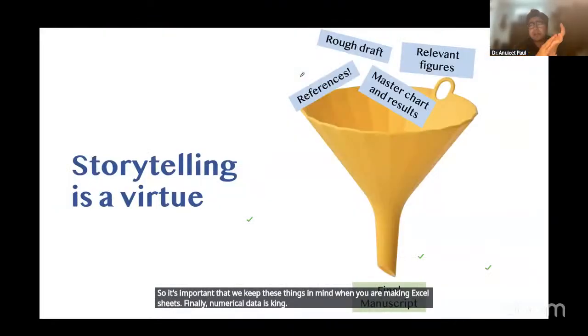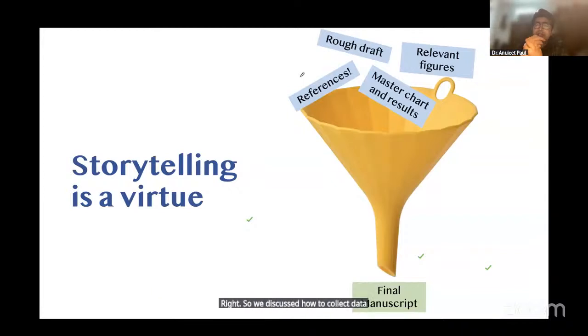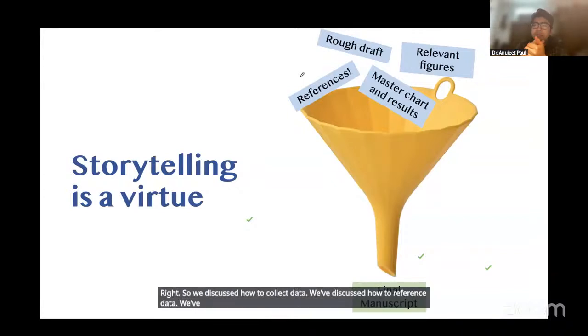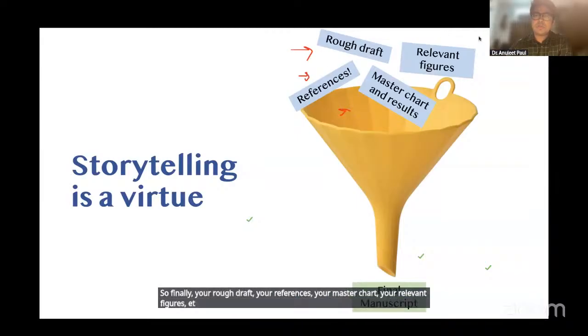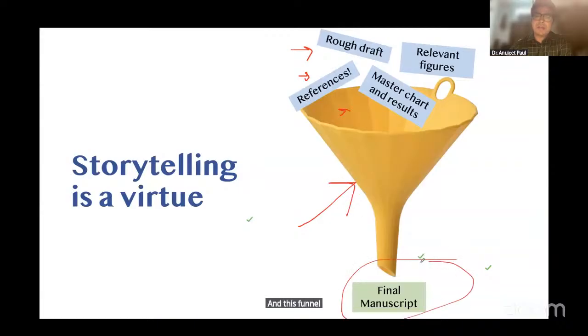Right, so we discussed how to collect data, how to reference data, how to arrange data, how to write data, and how many things have to be put in writing when it comes to data. Finally, let's go on to what people get wrong most of the time. They have the data, but they don't know how to write it. They just make a mishmash of it all. So finally, your rough draft, your references, your master chart, your relevant figures, etc., go through this funnel, and this funnel results in your final manuscript.